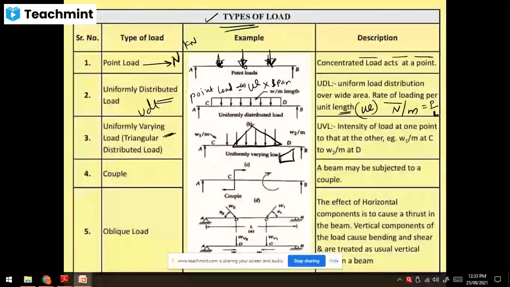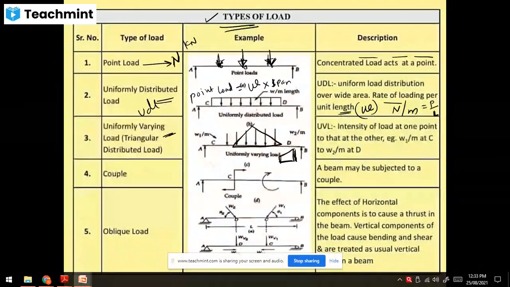Okay, one is called triangular loading. Second is called trapezoidal loading. So that triangular loading or the trapezoidal loading, that we have to convert in terms of the point load. Whatever the triangular loading or the trapezoidal loading, you have to convert in terms of the point load. Okay, how do you have to convert?